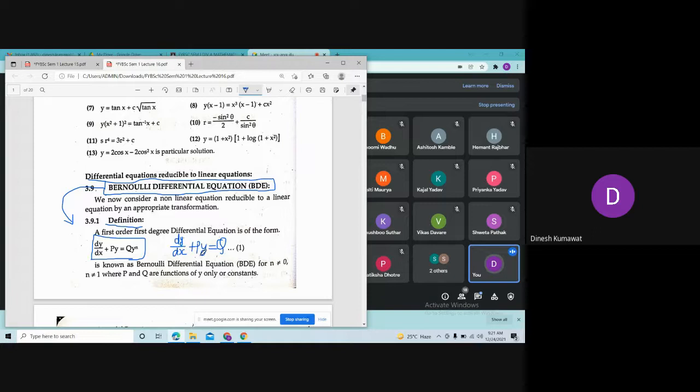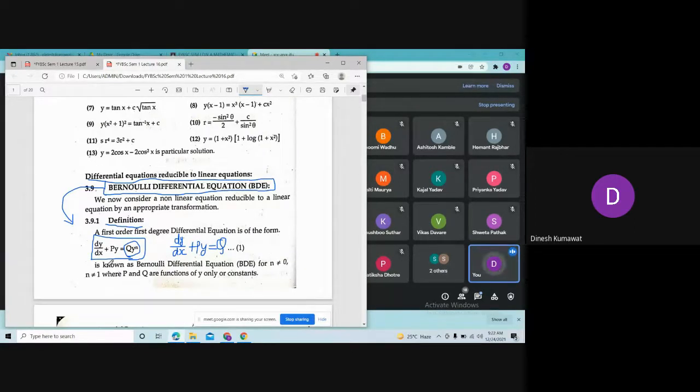Now observe, do we have any difference between these two? Yes, sir. What is that? Sir, here q is along with y to the power n. Yes, so this is the difference. Here q is along with y to the power n. This is the only difference.